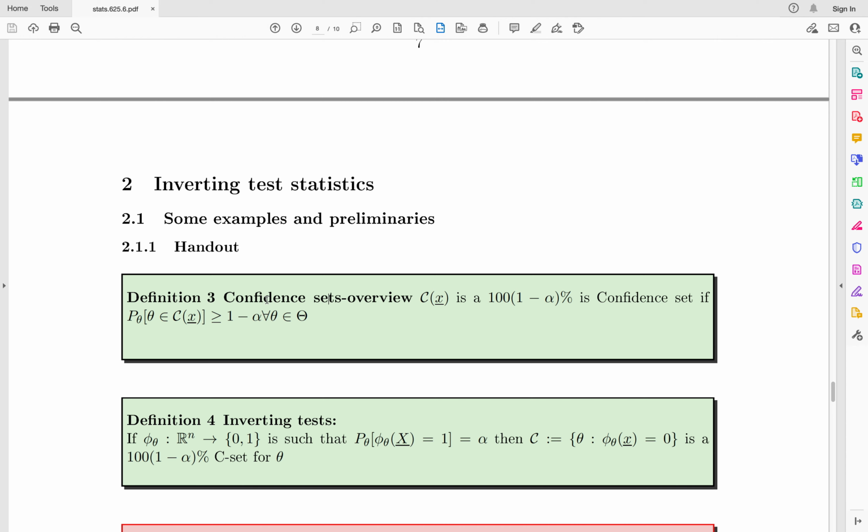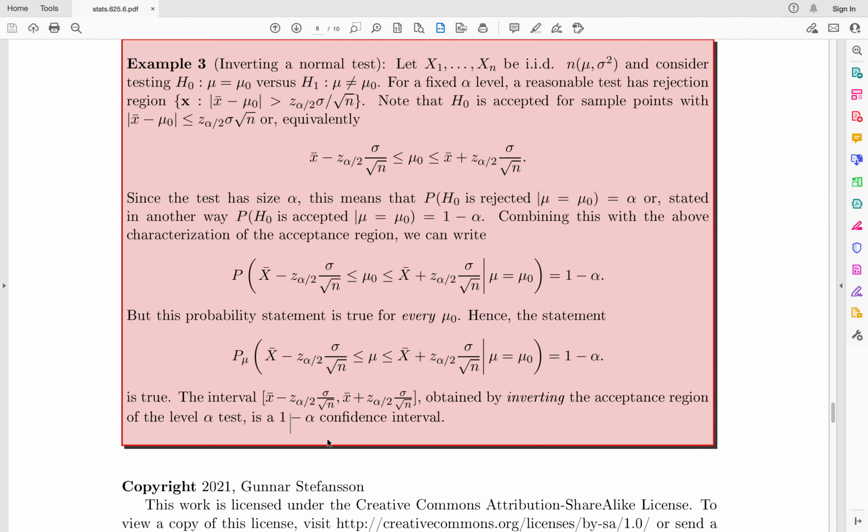Now, to take the case for the test statistics, we know that the confidence interval has an appropriate coverage probability if the probability of coverage is 1 minus alpha, and we know how to invert tests to get this. There's an example here of the Gaussian test, which is a fairly trivial one.